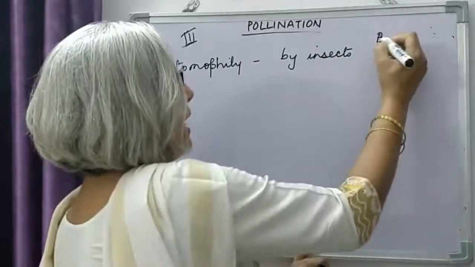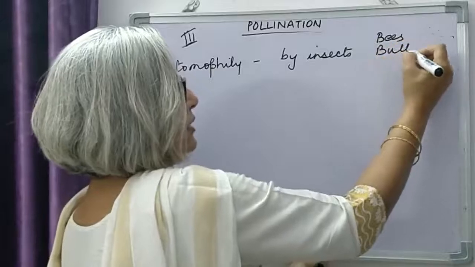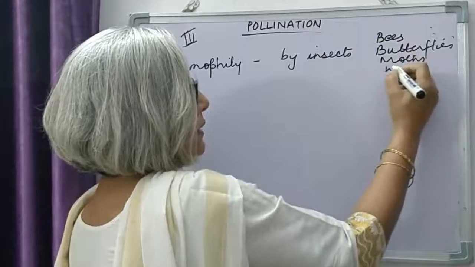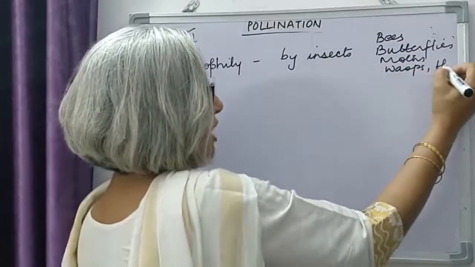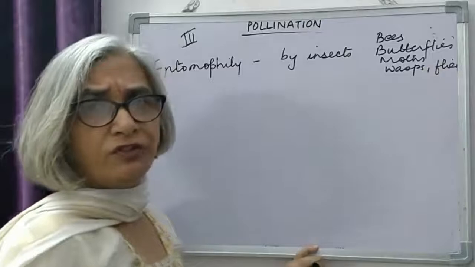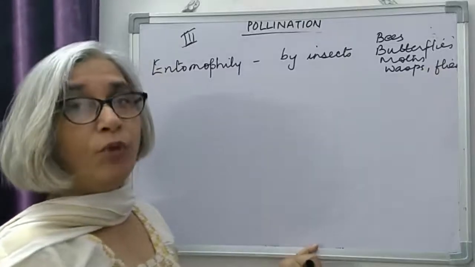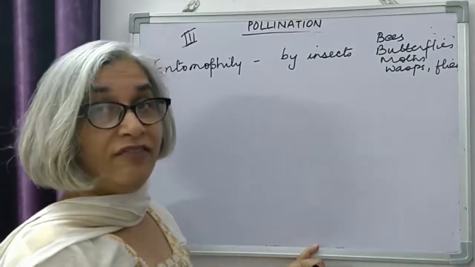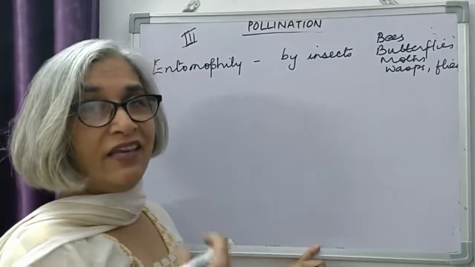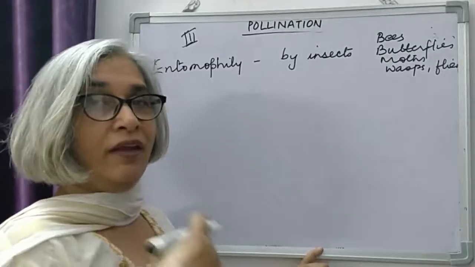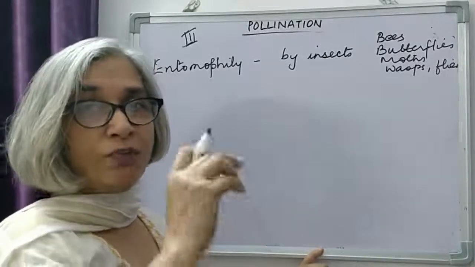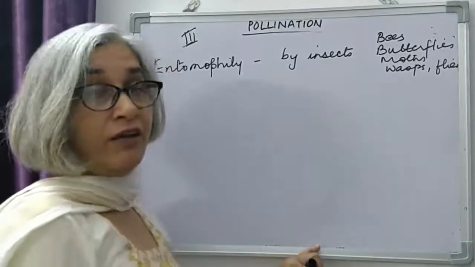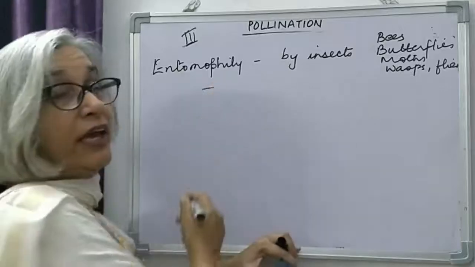Now insects like bees, butterflies, moths, let us say wasps, flies, and many more kinds of insects visit flowers for pollen and nectar. And when they visit the flower, accidentally they take the pollen with them, and when they visit the next flower, they drop the pollen there. But for an insect to visit a flower, the flower should have the following characteristics.